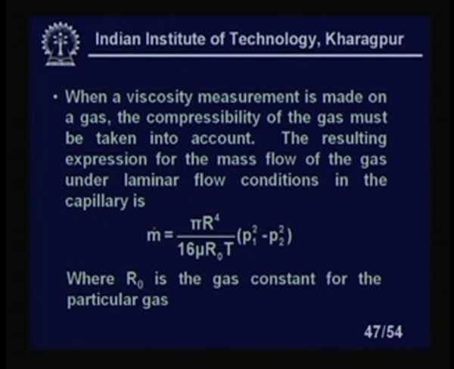When viscosity measurement is made on a gas, the compressibility of the gas must be taken into account, and the resulting expression for the mass flow of the gas under laminar conditions in the capillary is m dot = pi r to the power 4 by 16 mu R naught T, times (p1 square minus p2 square). R naught is the gas constant. We want to differentiate it from this radius, that is the reason for this notation, so we have used different notations. r is actually the radius of the pipe or the capillary through which the gas is moving.